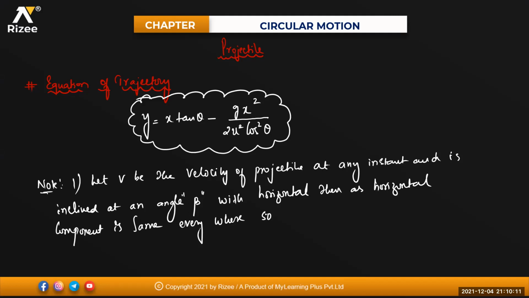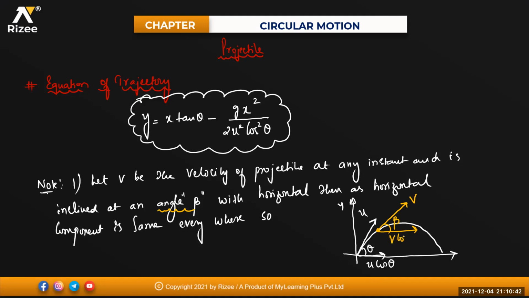So what I can write here: this is a body which has been projected. This is your x-axis, this is your y-axis. The body is projected at an angle theta. Initial velocity is u and its horizontal component is u cos theta. At some instant, the velocity is v, making an angle beta with the horizontal. Then the horizontal component will be v cos beta.